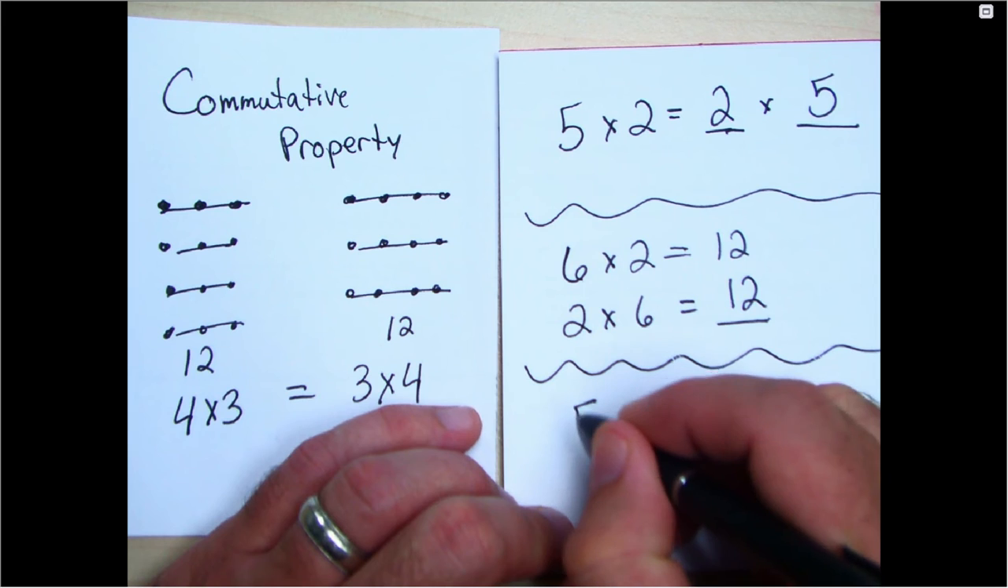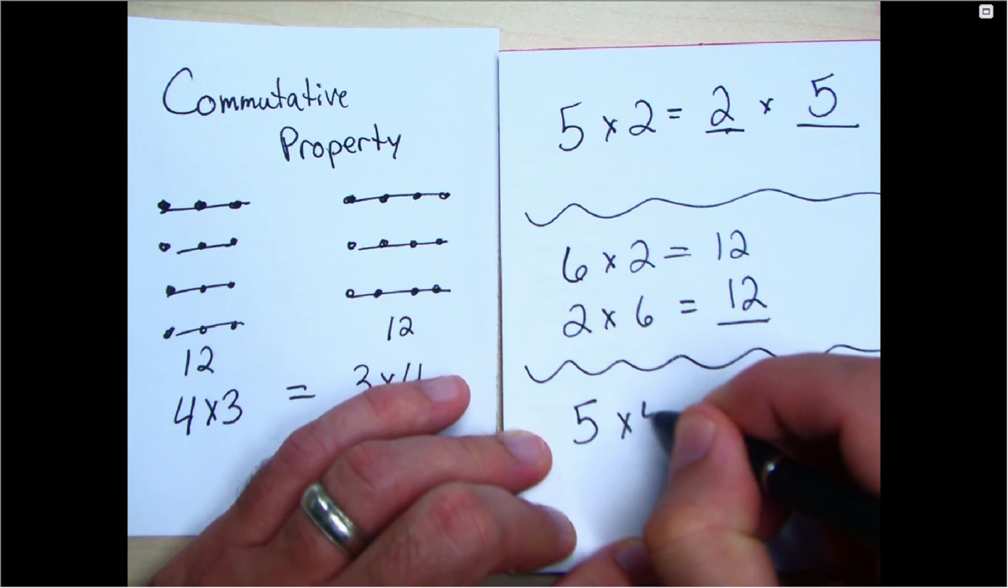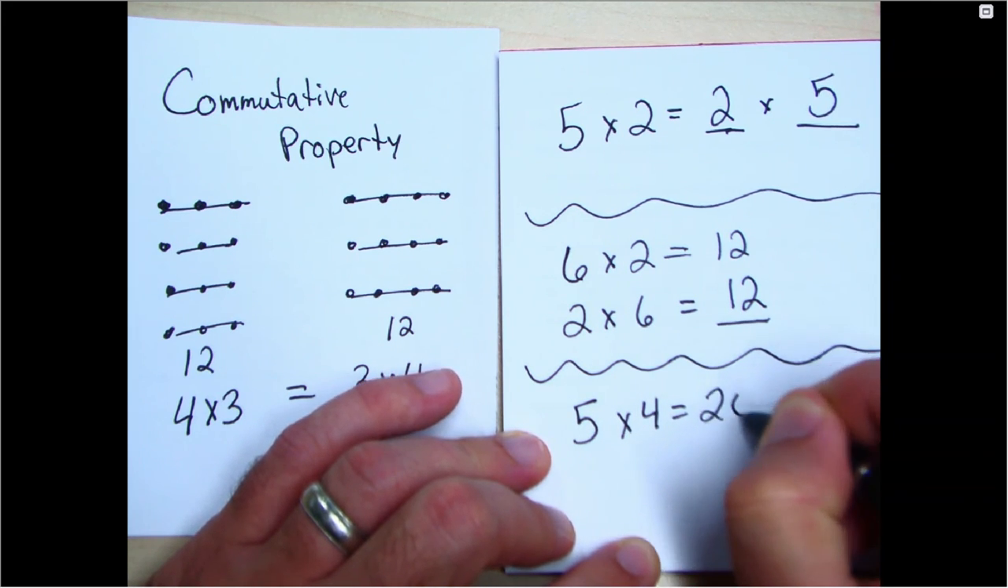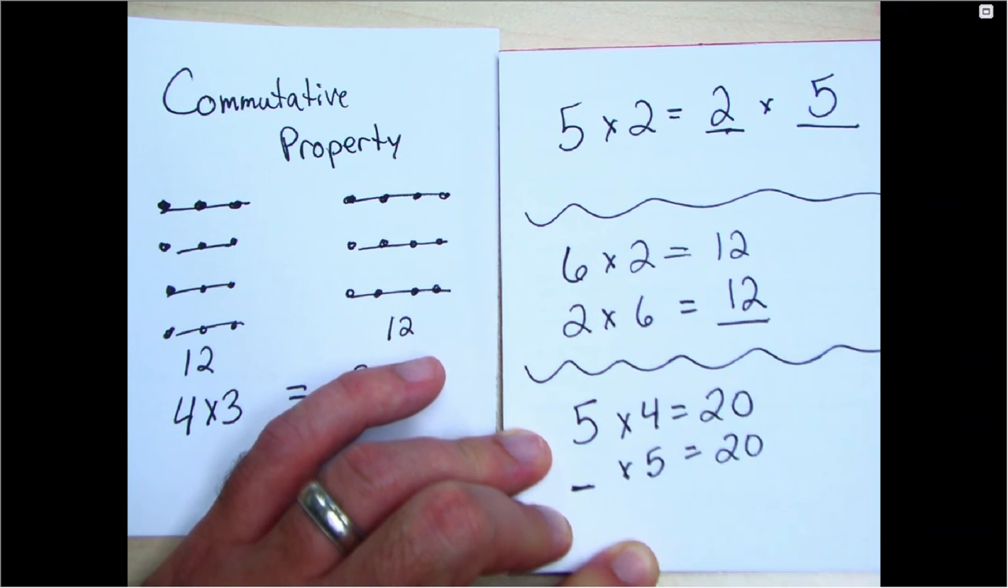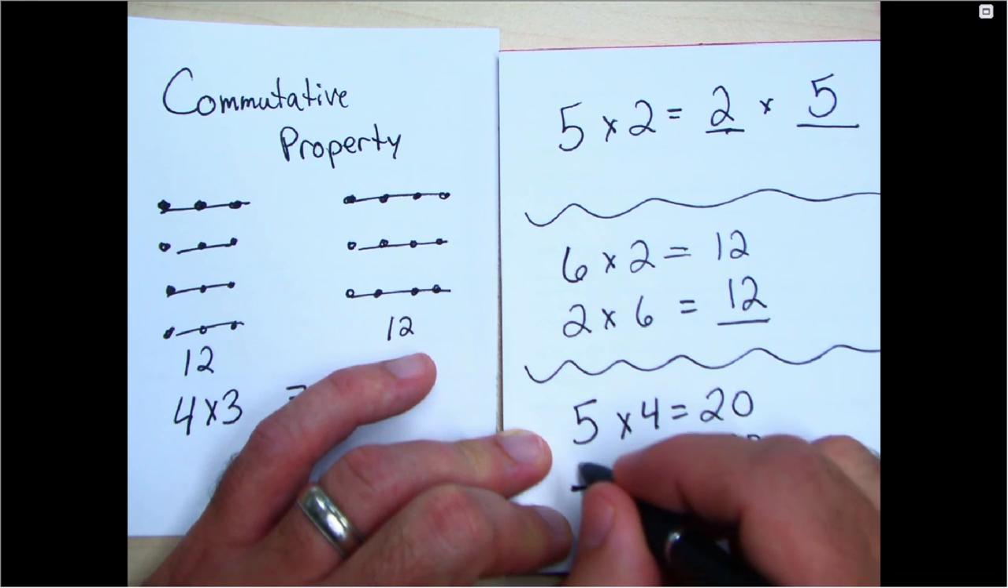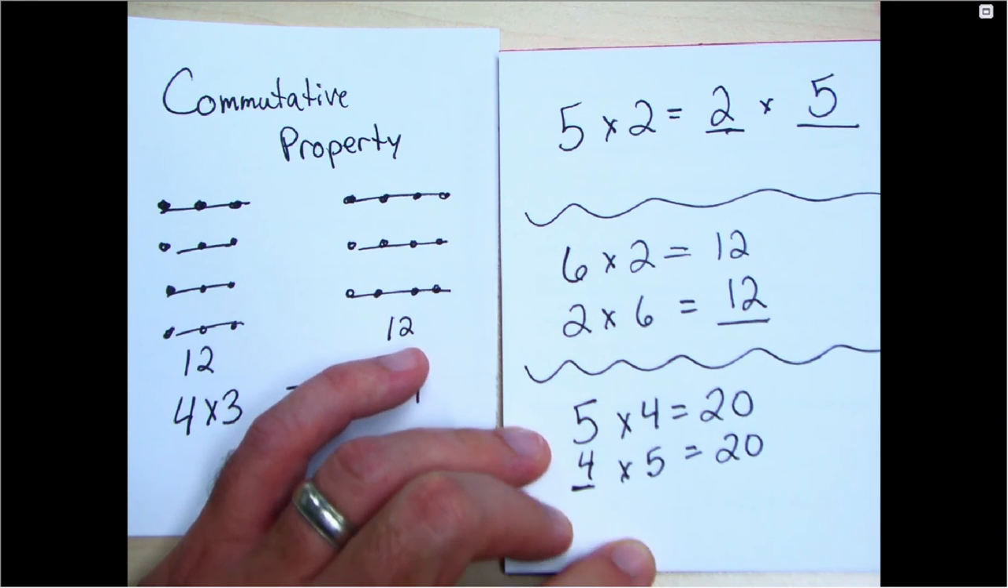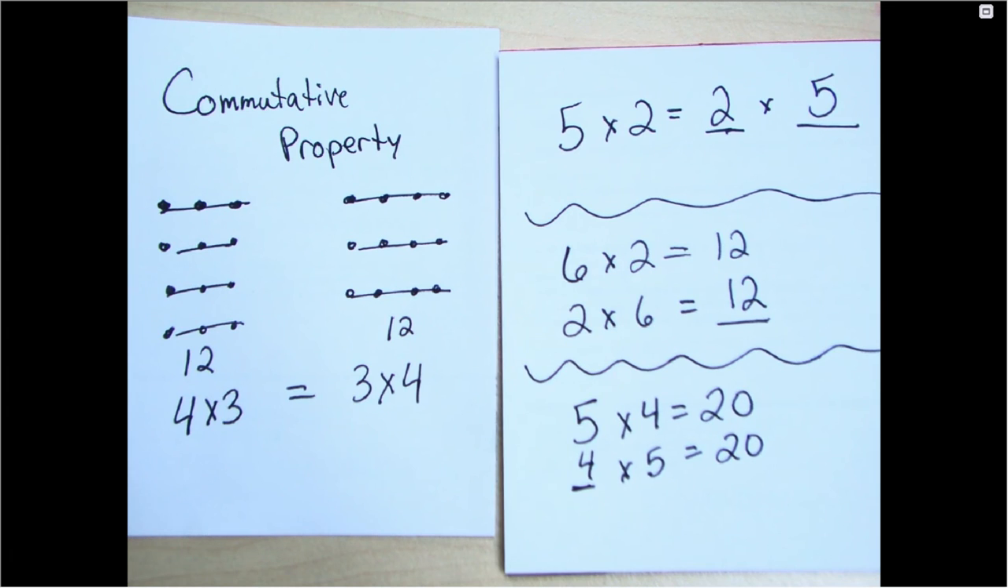And another type of problem we might have, if they give us this fact, then they might say, what number times 5 equals 20? And we would put a 4 there because I'm allowed to switch those numbers. So basically, this is the commutative property.